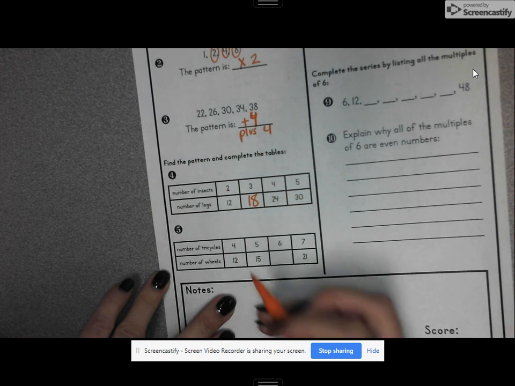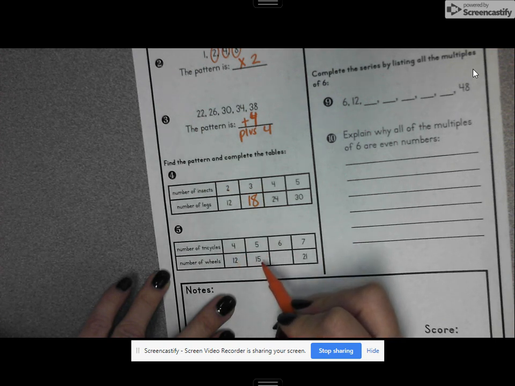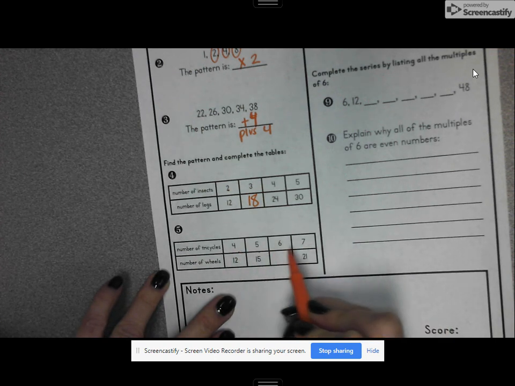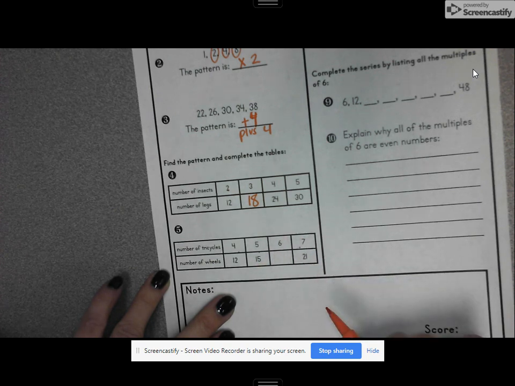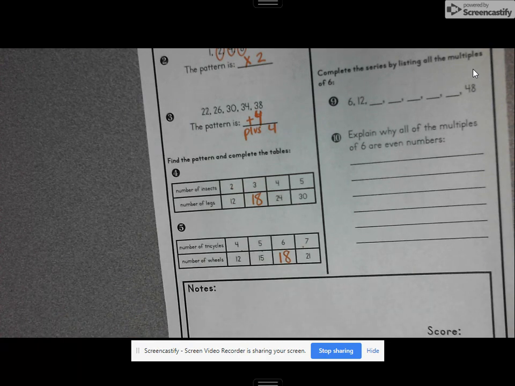All right, for this one, what times 4 gets us to 12? What times 5 gets us to 15? So they would look through here. I know that all of these would be your times 3. So again, our missing number would be 18.